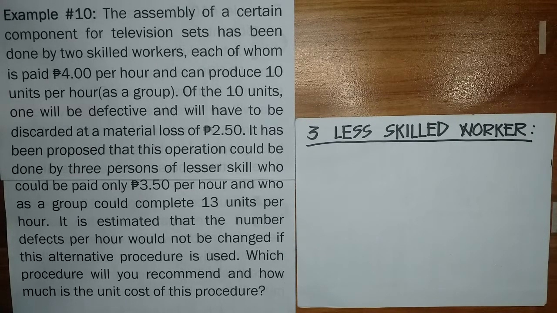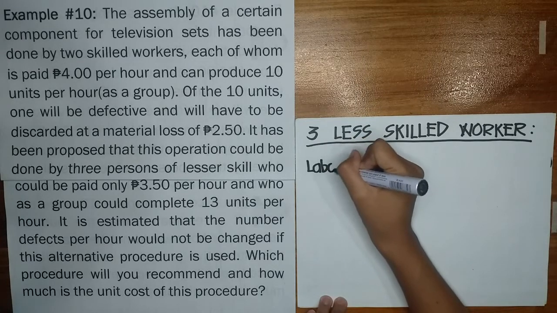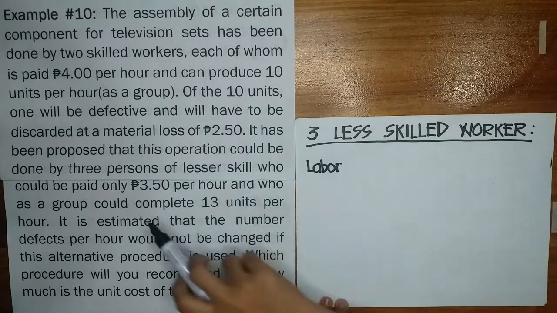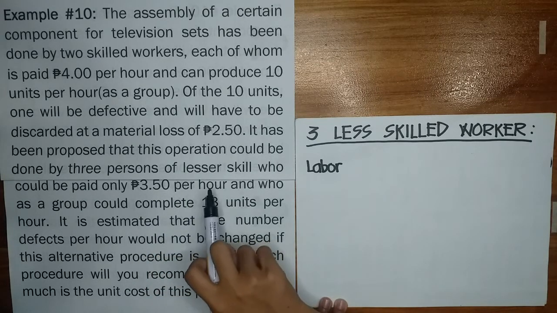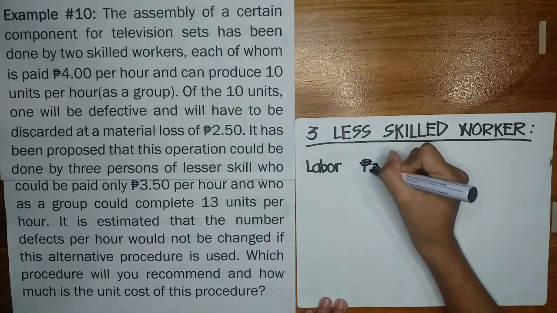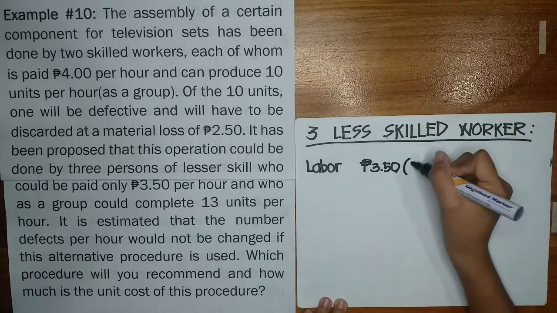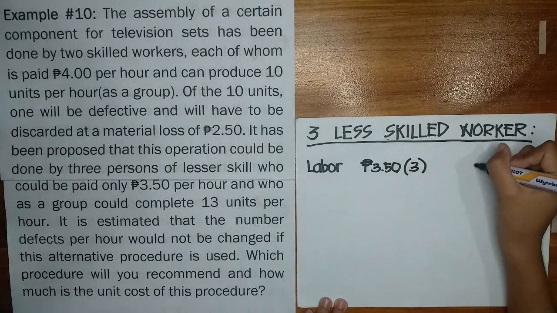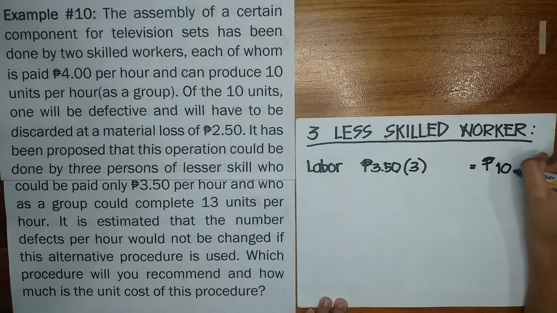So, kapag sa tatlong less skilled worker, magbabayad pa rin tayo ng labor. Pero, mas mura siya, tama? Kasi, 3 pesos and 50 centavos lang yung binabayad mo sa kanya per hour. Unlike kanina, 4 pesos. So, ilagay natin dito is 3 pesos and 50 cents. Pero, tatlo sila, kaya times 3. So, this is equal to 10 pesos and 50 centavos.